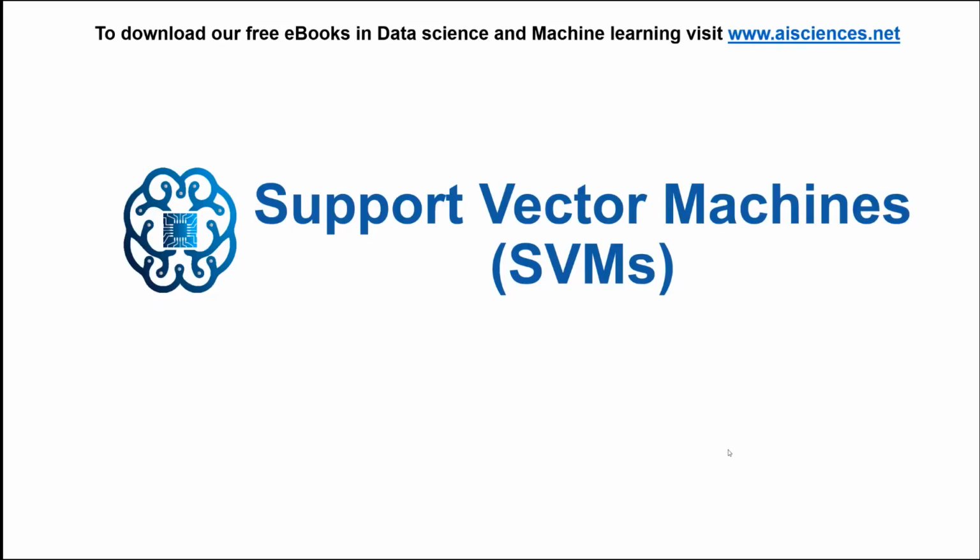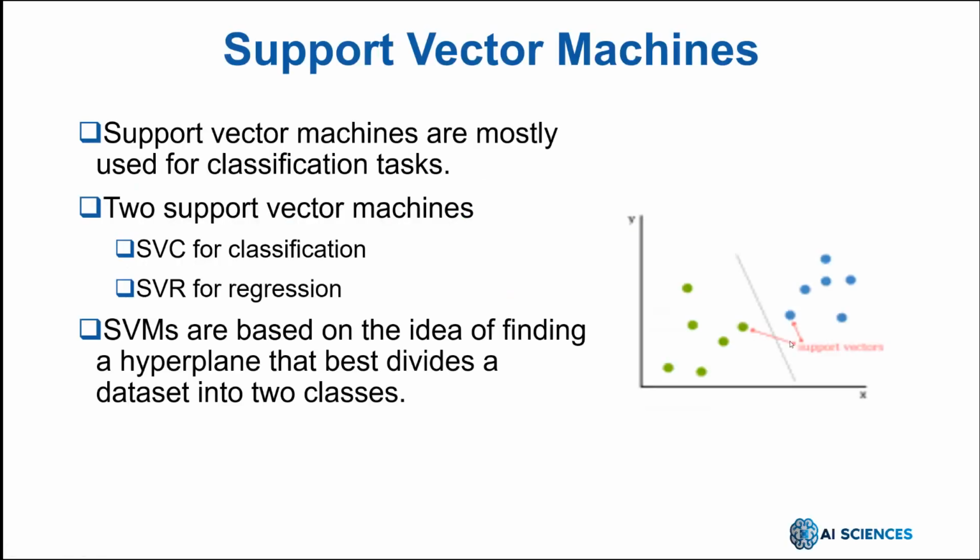Next, the SVM model, or support vector machines. Support vector machines are one of the supervised learning algorithms mostly used for classification tasks. However, SVM algorithms can be used for regression as well. A support vector machine for classification is called a support vector classifier, SVC, and for regression it's called the support vector regressor, or SVR.